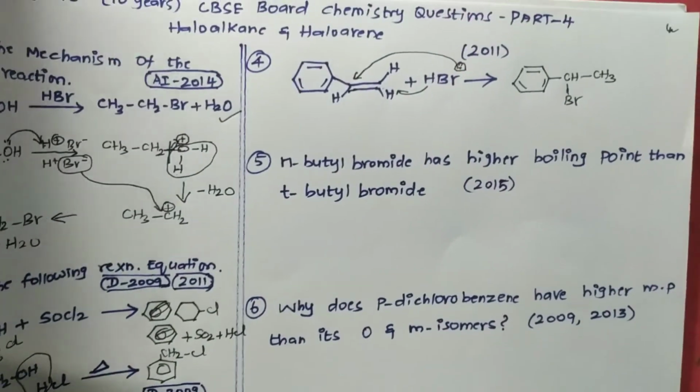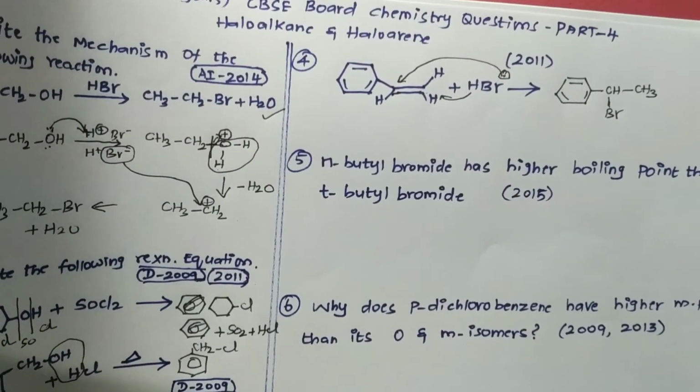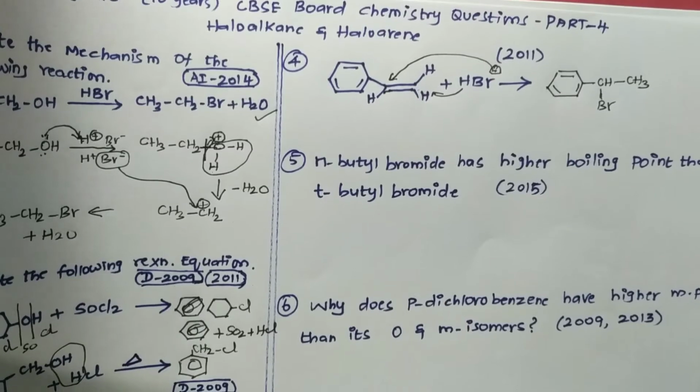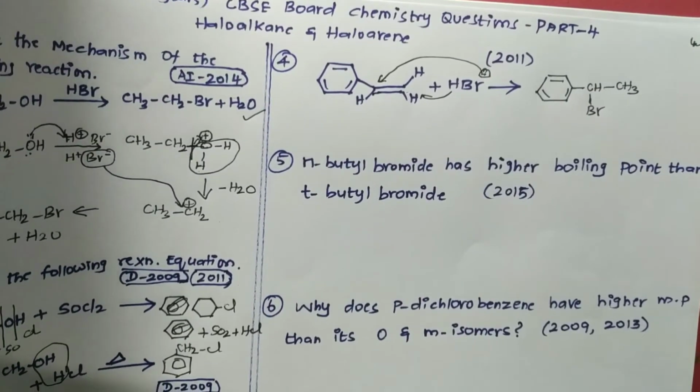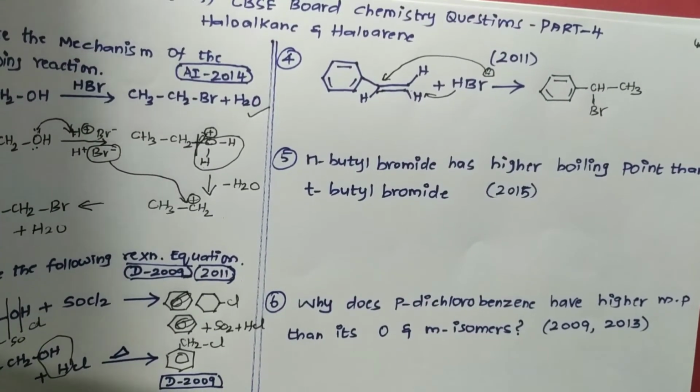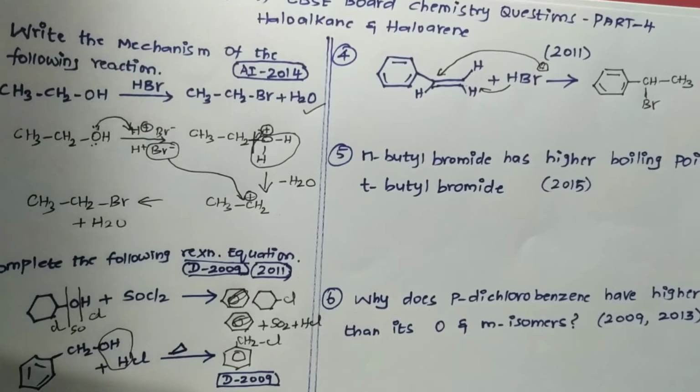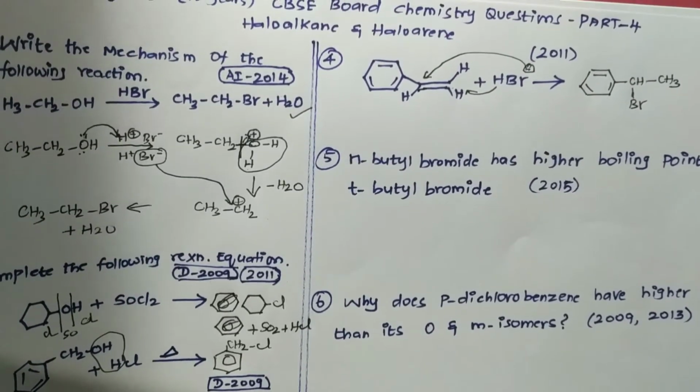And the fifth question is what? N-butyl bromide has a higher boiling point than that of tertiary butyl bromide. This was asked in the year 2015. This is also a very, very important question.